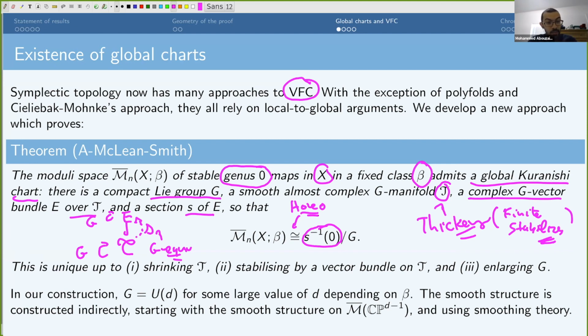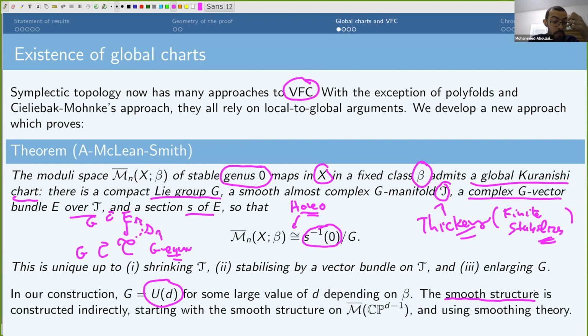But in this result, you just work globally. And the only real cost of working globally is that we have to introduce compact Lie groups. But the reality is that this compact Lie group is, as I write here, just a unitary group. Okay, and we prove that this is essentially unique up to the obvious notions. You can make T a little bit smaller, you can stabilize, you can enlarge the group, all natural operations you can make in this context, and we find their geometric analogs. If we make some choices to construct this, any two choices that we construct are related by these moves.